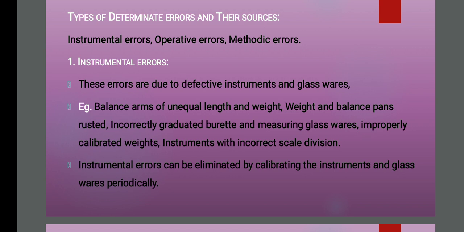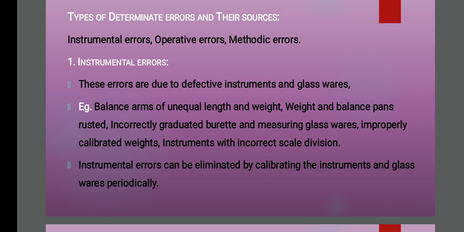Mainly in our lab, if the graduation is not found to be proper in the burette, you can't find the reading correctly in the burette. Then coming to the weighing balance, if the pan is rusted, it is said to be not calibrated properly.